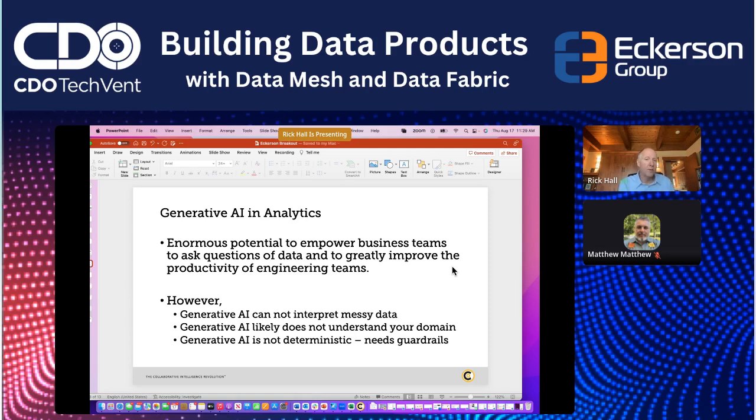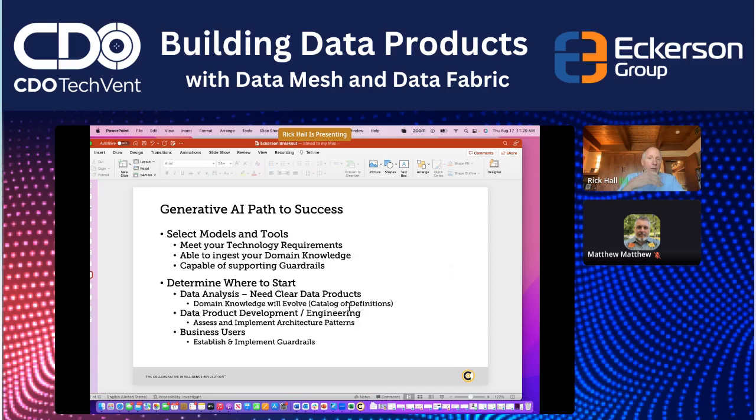And then finally, generative AI is not deterministic, so it needs guardrails, right? If you've played with these tools, and we're going to play with one a bit here, you'll see that it doesn't always answer the same question in the same way. And so it's critical that we have a way to implement guardrails.